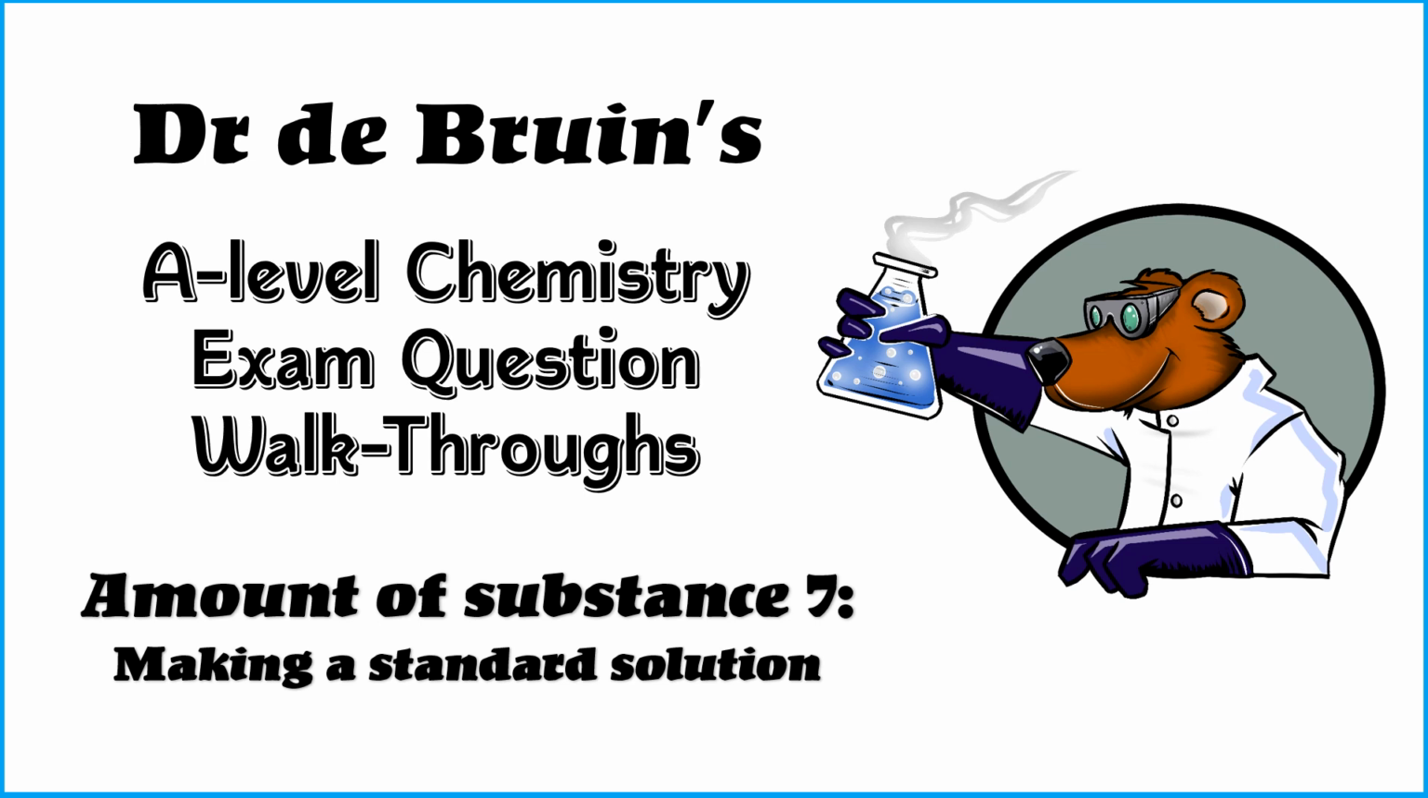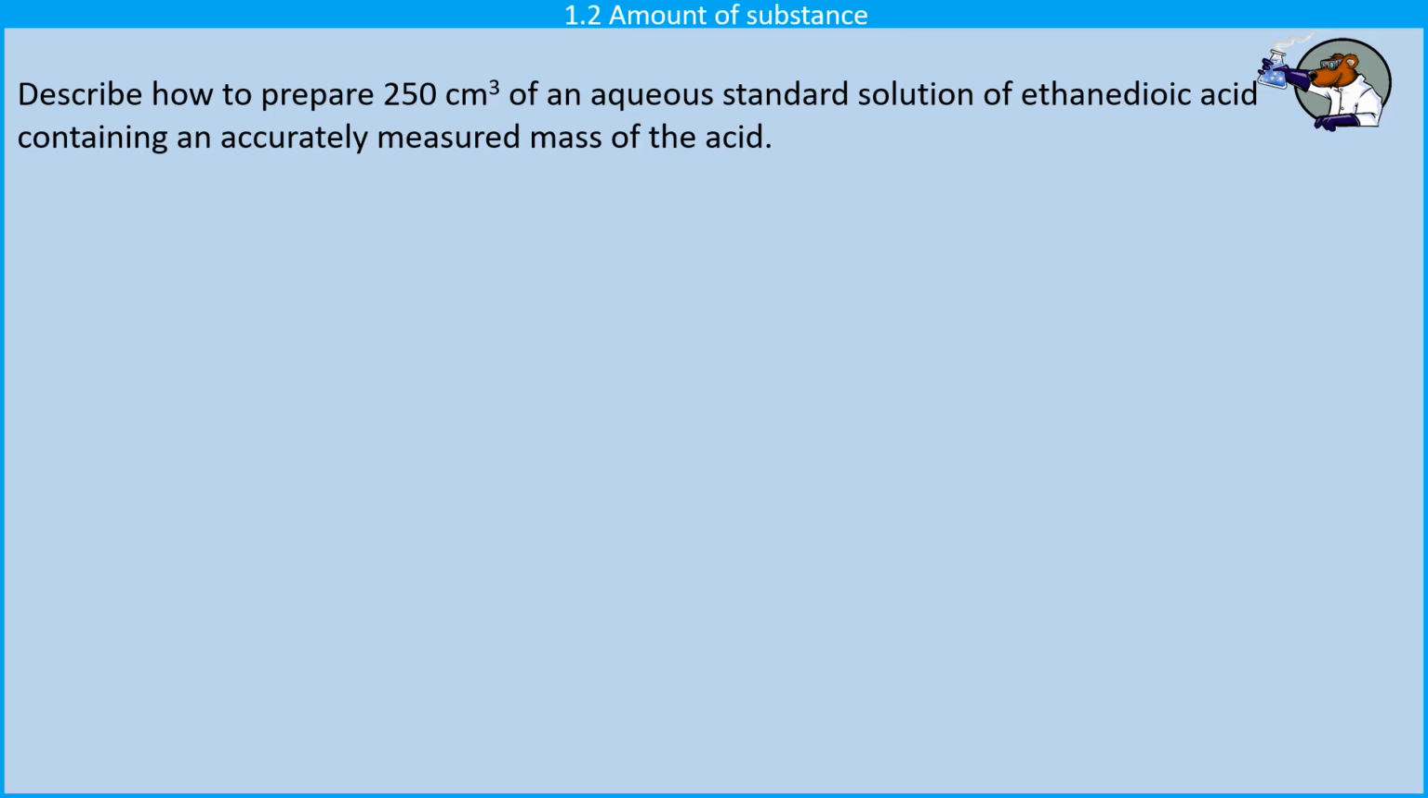Hi, I'm Dr. De Bruin, and this is another walkthrough of an A-level chemistry exam question from the amount of substance topic. This question is an extended response question about the first half of the very first required practical in AQA A-level Chemistry. There isn't a huge amount of detail that you need to know about making a standard solution, so unlike many extended response questions of this type, which tend to be level marked, this one is actually going to be 6 marking points, so that at least makes it a little bit easier to know that you have hit all the criteria they're looking for.